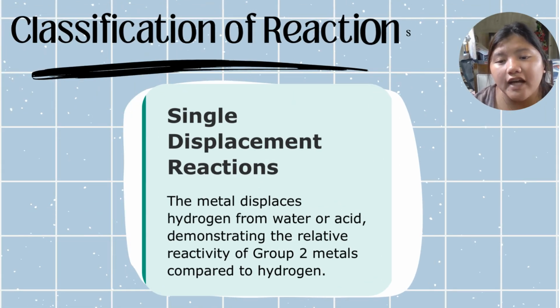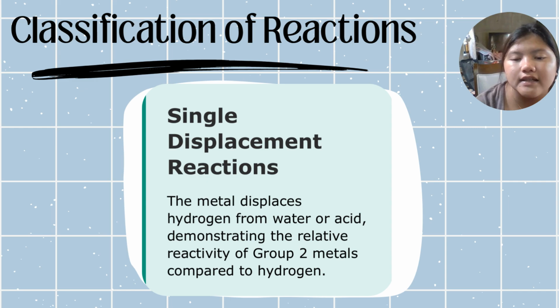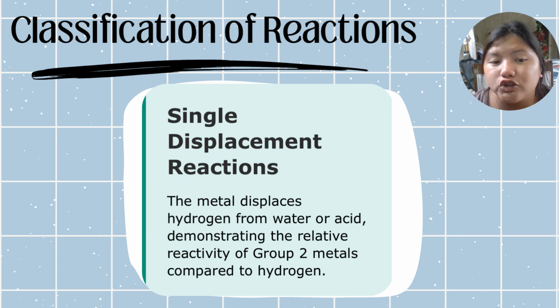Another type of chemical reaction under the classification of reaction is a single displacement reaction. This is when a metal displaces hydrogen from water or acid, demonstrating the relative reactivity of group 2 metals compared to hydrogen. This happens because metals in group 2 like magnesium and calcium are more reactive than hydrogen. For example, when a metal reacts with an acid, it replaces the hydrogen and forms a metal salt, and the hydrogen gas is released.